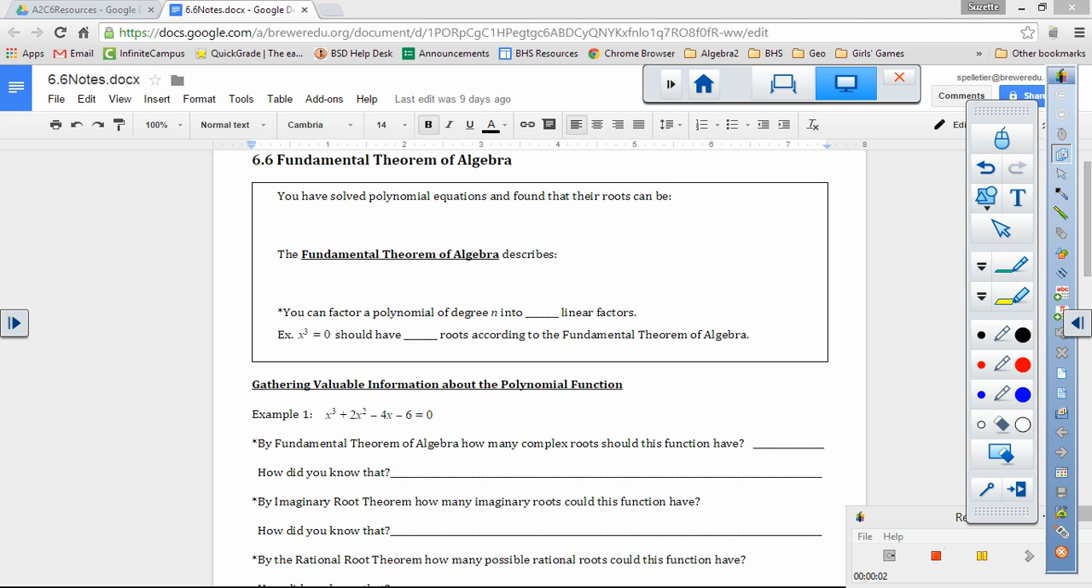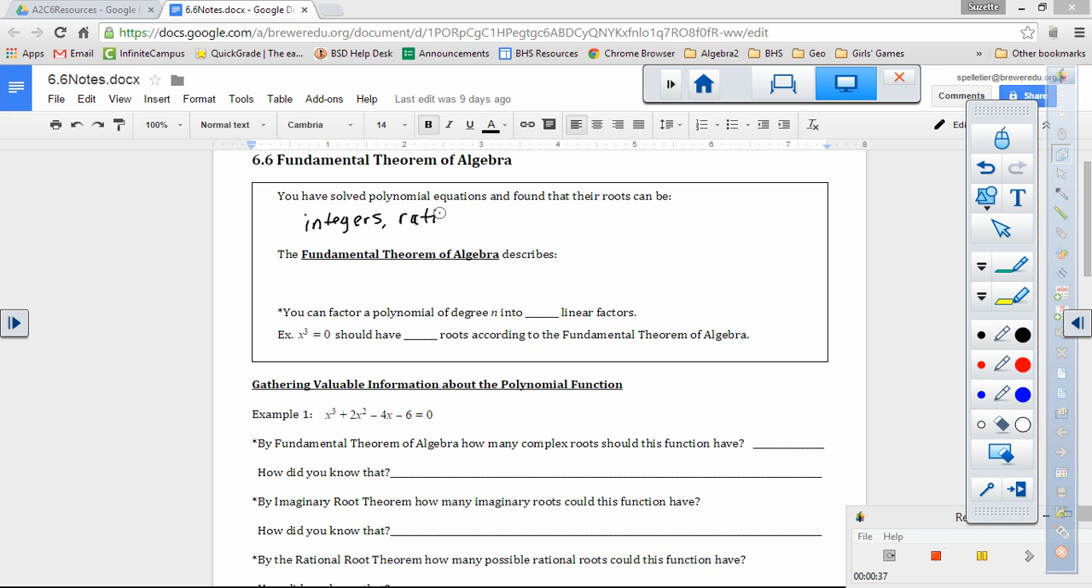All right, fundamental theorem of algebra. So we're going to go through how we use the fundamental theorem of algebra, the imaginary root theorem, and the rational root theorem to help us figure out some information about a polynomial we might be solving for, which can help us know whether or not we're doing it correctly, whether or not we're finding all of the roots.